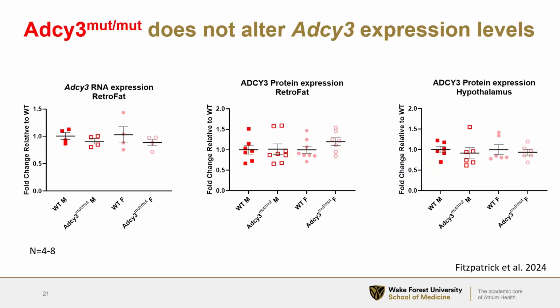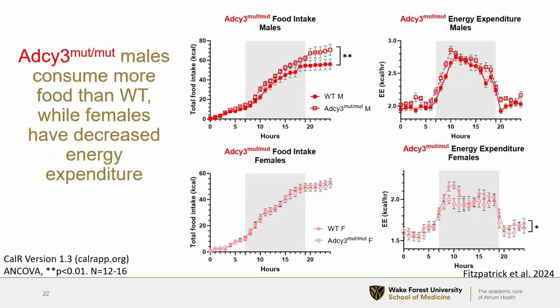So the first thing that we did is ask the question, does this amino acid change cause expression level changes? You can see here, we looked in 2 tissues, the retrofat and the hypothalamus, where this gene is very highly expressed. And there's no differences in RNA on the left, and there's no differences in protein on the right. So whatever it's doing is very different than just changing expression. So this time we could do a second study and try to figure out what's going on.